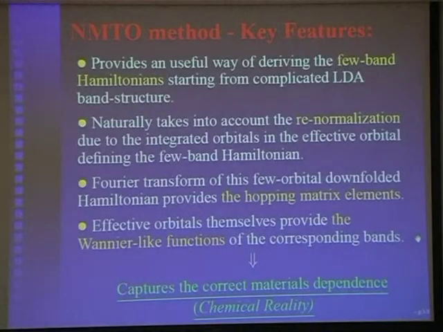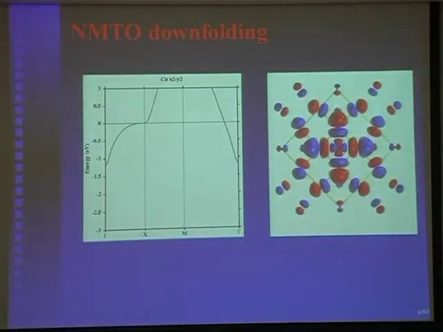So, these I do not have to repeat. It basically captures the correct material dependence and therefore the chemical reality, that you can use to generate some Hubbard-like Hamiltonian. So, how does it work?